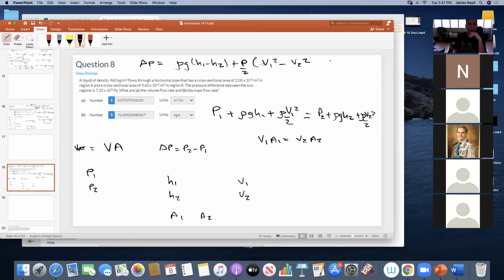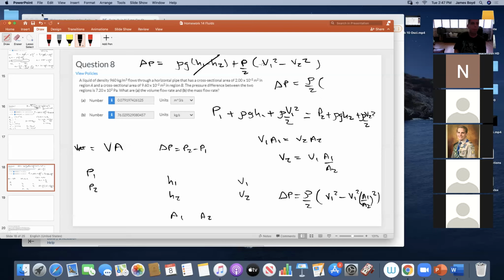So looking at this, it's a horizontal pipe. There's no change in height, so that goes away. Secondly, we can see that V2 is equal to V1 A1 over A2, and that gives us that delta P is rho over 2 times (V1 squared minus V2 squared), which is V1 squared times (A1 over A2) squared. Or if you want to rewrite that, delta P is density over 2 times V1 squared times (1 minus (A1 over A2) squared).